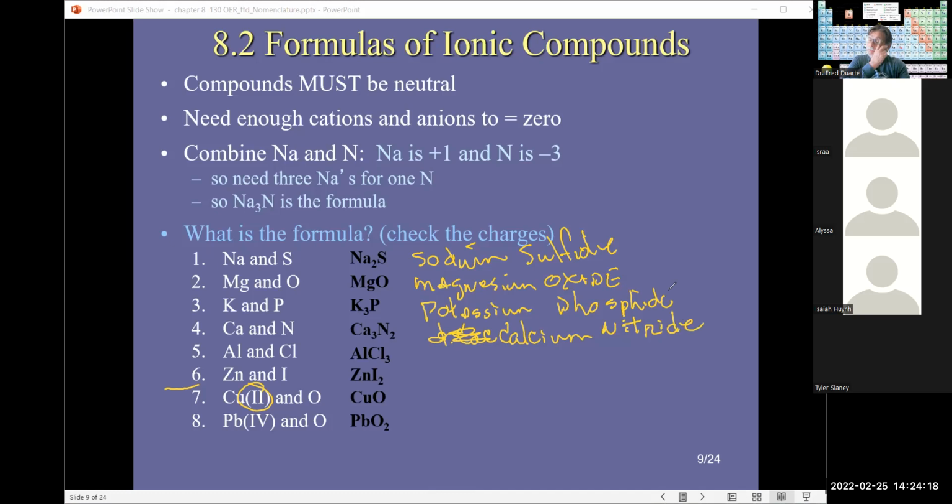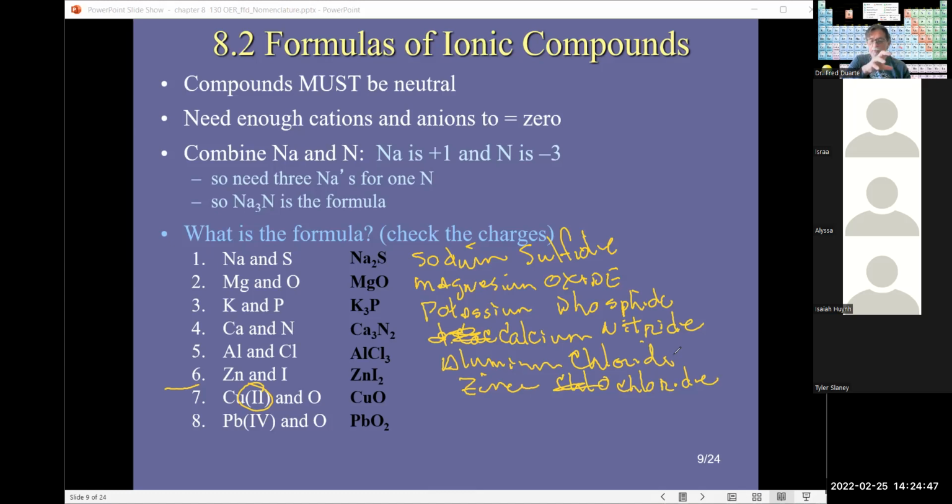Okay, notice no Roman numerals, right? And then aluminum chloride, and then zinc iodide. That's for the first six. So hopefully you can read my writing there. I'm kind of writing pretty quick.